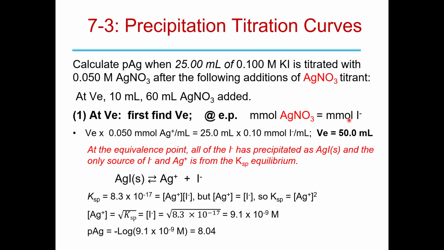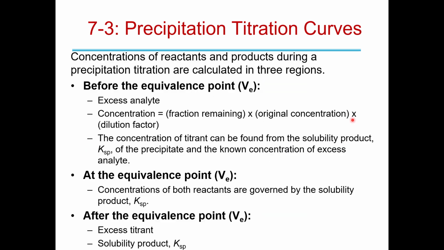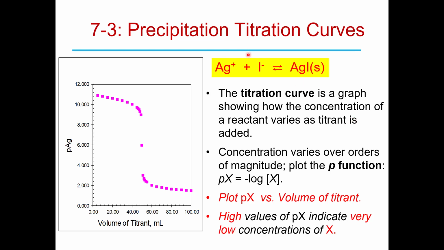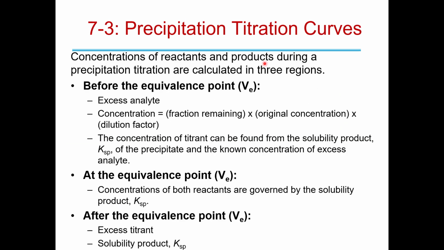Moles of silver equals moles of iodide. Why is it that way? We have to go back and look at our reaction, and you see from our reaction that it's a 1-to-1 stoichiometry. Now for other precipitations, you might have a different stoichiometry, but this is 1-to-1. So when we've added the same number of moles of silver that we have iodide, we have reached the equivalence point.